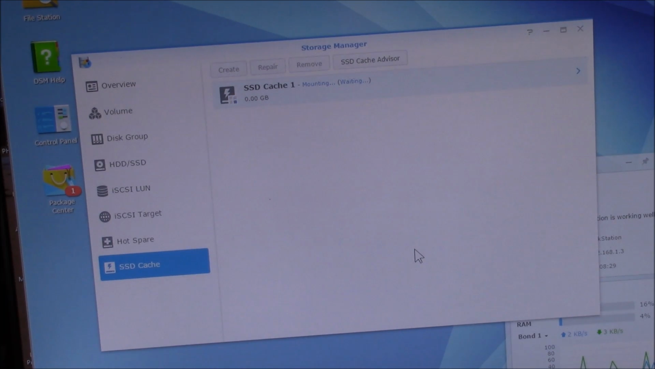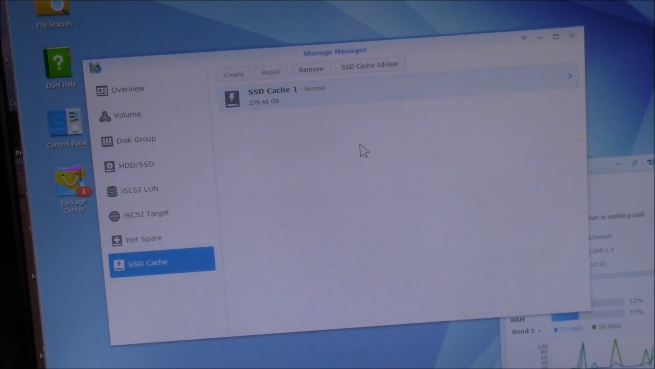I'll get back to you when it finishes. It might take a while. I don't know how long this takes. So I'll show you what I end up with. Okay, looks like it finished. That took about 5 minutes.